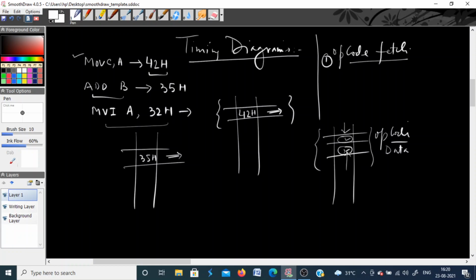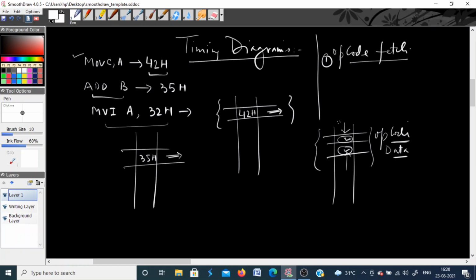Now in this case you need two operations. One is opcode fetch and the second is a memory read operation. So the opcode fetch cycle is the first part of an instruction. It will always be there, which shows how the opcode is fetched, decoded and executed.